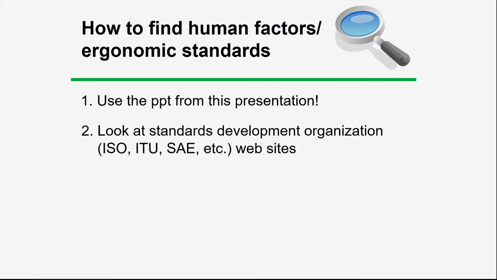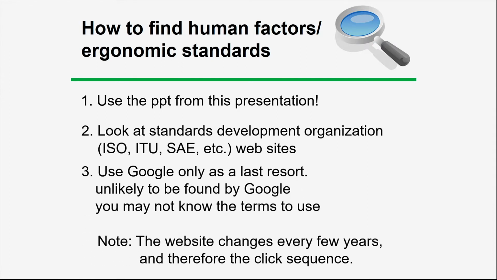Second, you need to actually go to the Standards Development Organization website, if it's ISO, ITU, SAE, etc., and actually search. Many people would suggest, oh, go use Google. Google has all kinds of things, but Google is really a last resort. They don't categorize standards very well. You're not likely to find them without a lot of effort. You may not know the terms to use or how to find them.